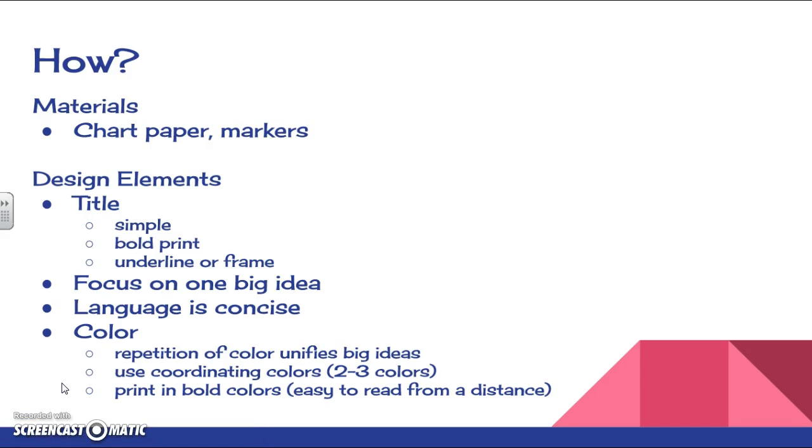How to make an anchor chart. Materials needed are chart paper and markers. Design elements. Title. The title should be simple, in bold print, and underlined or have a frame around it. Focus on one big idea. Language is concise. Color. Repetition of color unifies big ideas. Use coordinating colors, 1 to 3 colors. Print in bold colors that are easy to see from a distance.